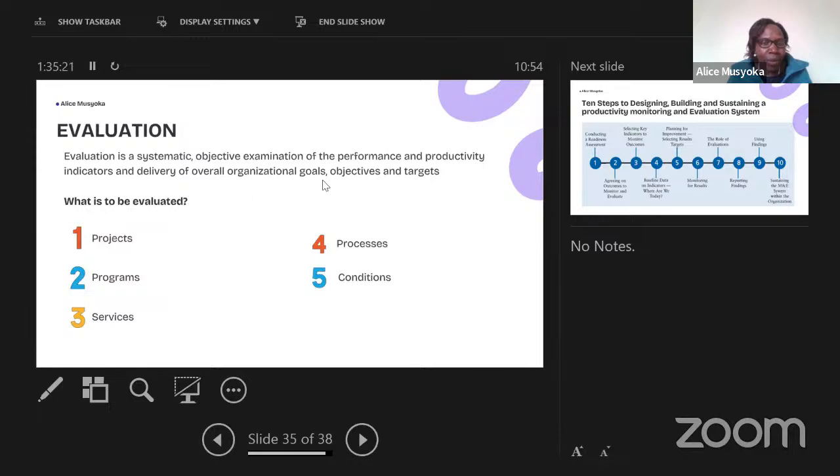When it comes to the goals, objectives, and targets, the evaluation can be easily done using the indicators that are set, that are agreed upon. The indicators, especially the KPIs, will be able to track the achievement of the targets and the attainment of the objectives.